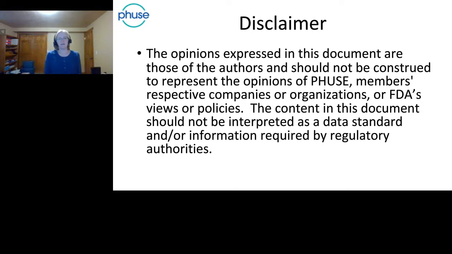So as a disclaimer, the content of the white papers, and therefore the content of this workshop, should not be interpreted as an expectation or a requirement from regulators. So while the FDA's white papers are part of the FDA collaboration, and FDA members have been involved, it should not be interpreted as an FDA expectation or requirement.